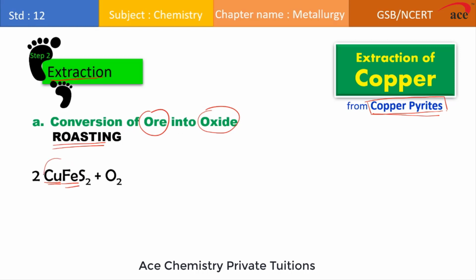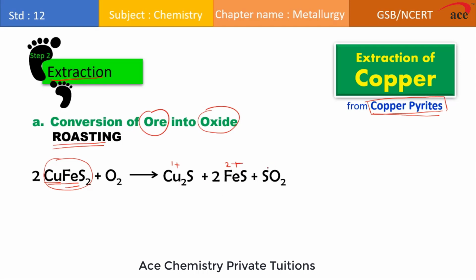If this powdered form of ore is heated in a limited supply of air, then instead of forming oxide, it forms its corresponding sulfide. Say for example, CuFeS2 gets converted to Cu2S. This is called copper 1 plus sulfide, and this is FeS, the Fe2 plus sulfide.